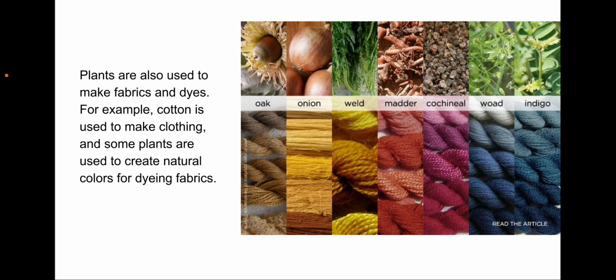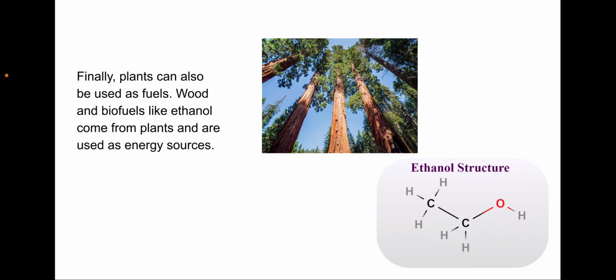Plants are also used to make fabrics and dyes. For example, cotton is used to make clothing, and some plants are used to create natural colors for dyeing fabrics. Finally, plants can also be used as fuel. Wood and biofuels like ethanol come from plants and are used as energy sources.